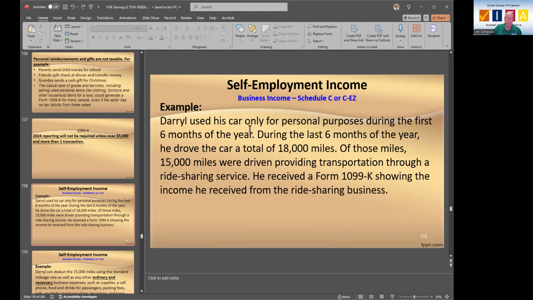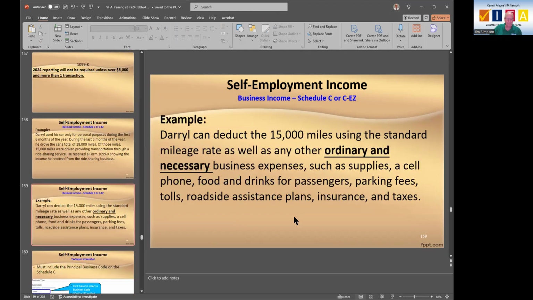Daryl uses his car only for personal use during the first 6 months of the year. During the last 6, he drove a car a total of 18,000 miles, but of those miles, only 15,000 were driven to provide transportation for the ride sharing service. So let's see what it looks like here. He can only deduct the business miles.